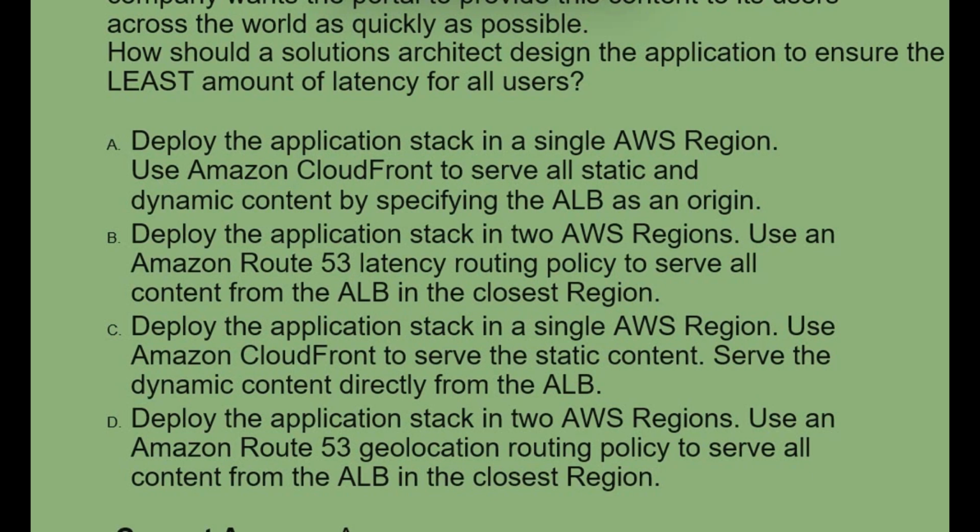Option C. Deploy the application stack in a single AWS region. Use Amazon CloudFront to serve the static content. Serve the dynamic content directly from the ALB. Option D. Deploy the application stack in two AWS regions. Use an Amazon Route 53 geolocation routing policy to serve all content from the ALB in the closest region.